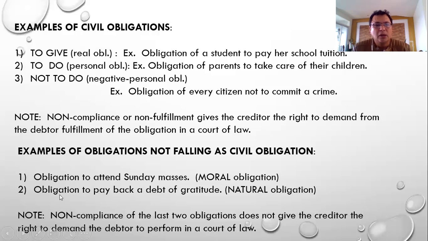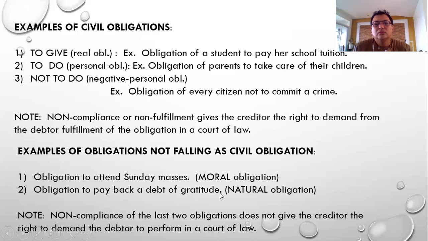What is this? Obligation to pay back a debt of gratitude. So, utang na loob, no? So if you have a debt of gratitude, let's say, for example, to your parents, because they're the ones sending you to school, they're the ones giving you food, shelter, clothing ever since you were a child, up to the time that you have already stood on your own.